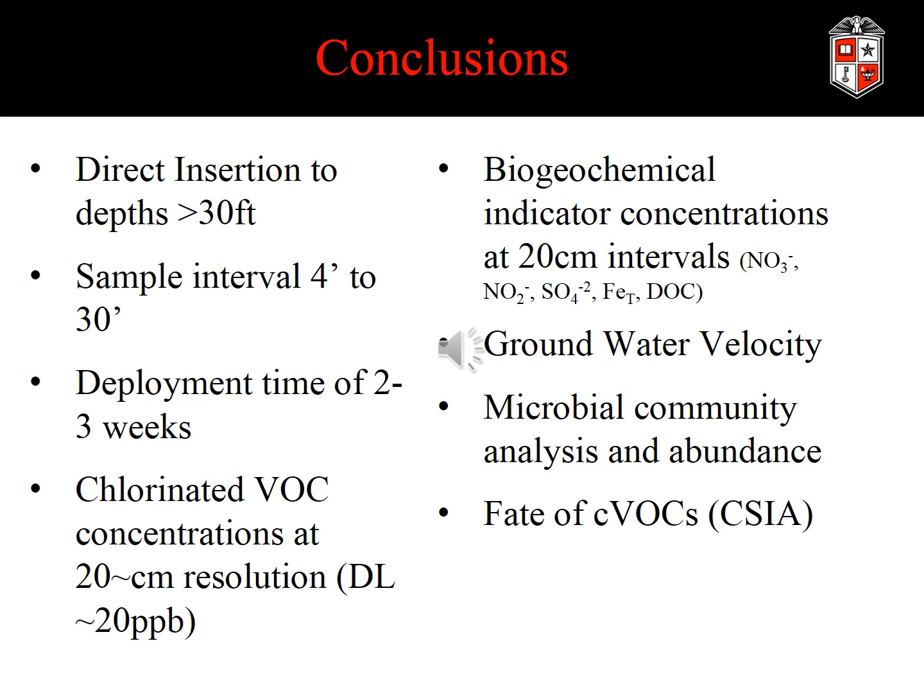We were also able to evaluate groundwater velocity. We've developed a very strong relationship between the mass transfer coefficient of a conservative tracer out of the cell and the measured pore velocity. The samplers are able to measure the microbial community and abundance, as well as the fate of the chlorinated VOCs using CSIA.